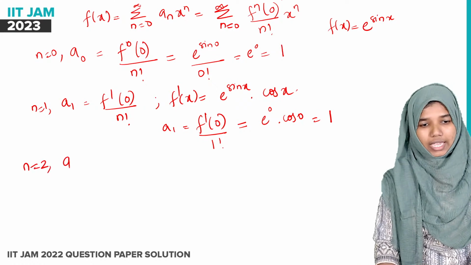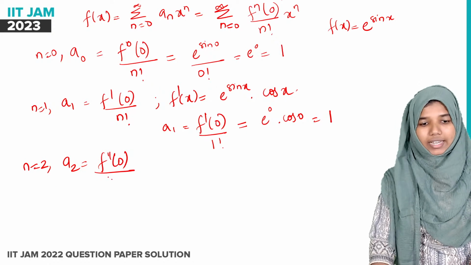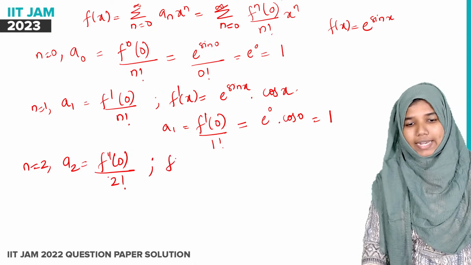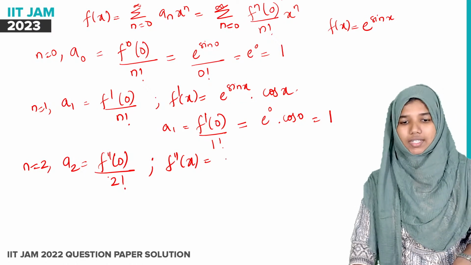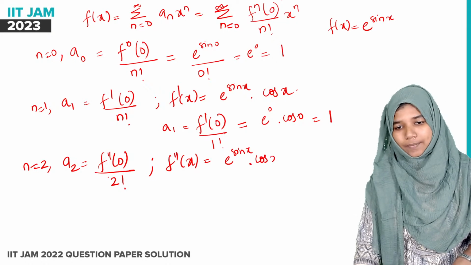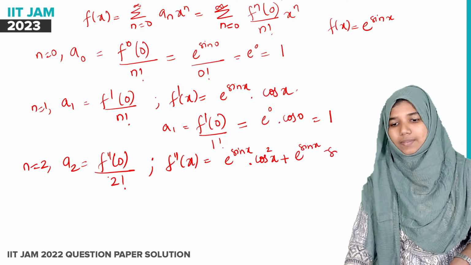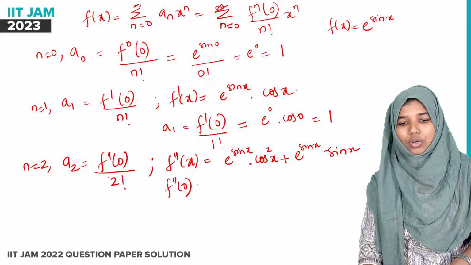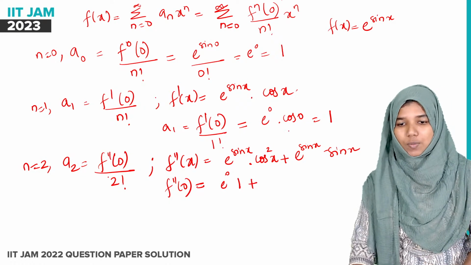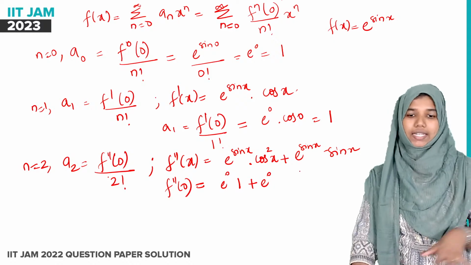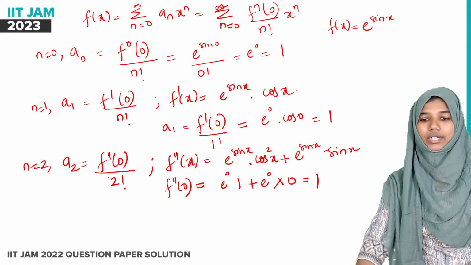Now for n is equal to 2, a2 is equal to second derivative of the function at x is equal to 0 divided by 2 factorial. Okay, and second derivative of the function: f dash x is equal to exponential sin x into cos x. In this derivative, exponential sin x into cos x gives exponential sin x into cos square x, plus exponential sin x into the derivative of cos x, which is minus sin x. And at x is equal to 0, second derivative of the function is equal to exponential 0 into cos 0, that is 1 into 1, plus exponential 0 into sin 0. Sin 0 is equal to 0. So again, the value of the second derivative at x is equal to 0 is equal to 1.